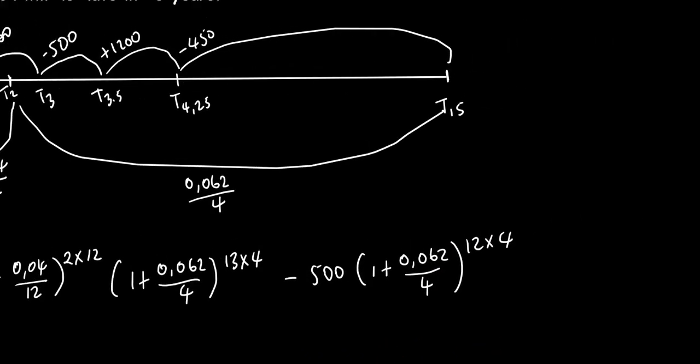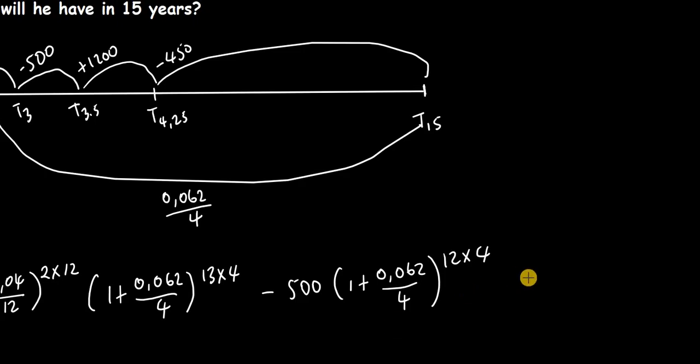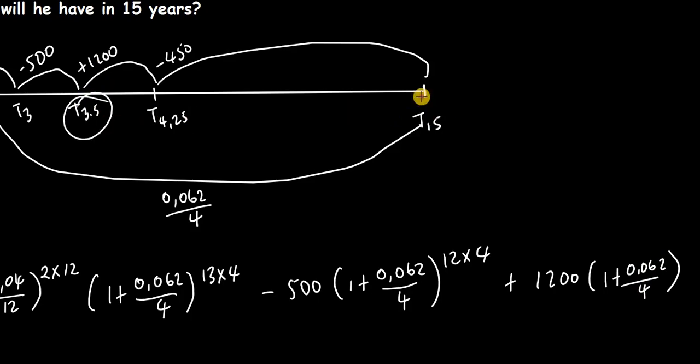Then we continue, guys. We go to 1,200. Now for 1,200 we say plus 1,200, and then the interest was 1 plus 0.062 over 4. Now how long did 1,200 live? From 3.5 to 15. You take your calculator, you say 15 minus 3.5. That gives you 11.5. So you say 11.5, then you multiply it by the 4.